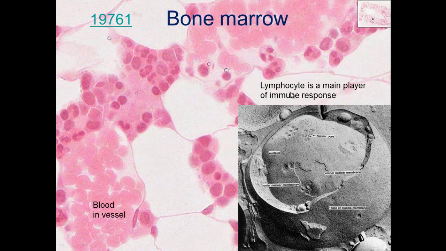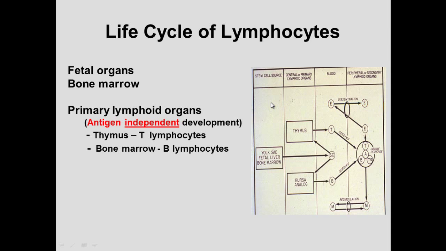Now the main player originating in the bone marrow is a lymphocyte. It is the main player of your immune response. And we see the nucleus of a lymphocyte, and the cytoplasm is mostly nucleus, as it's just a quiescent cell waiting until it sees its antigen so it can respond, make a plasma cell or not.